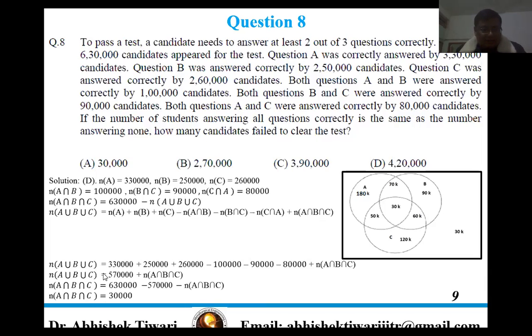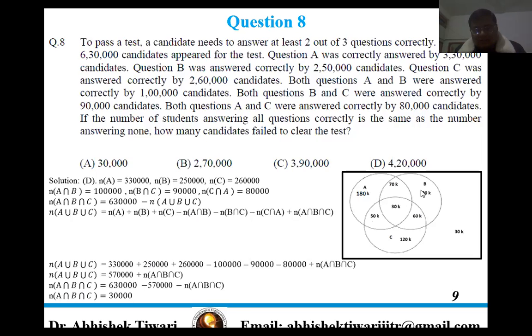By putting the values, we get this, and then n(A union B union C) will be equal to 5,70,000 plus n(A intersection B intersection C). On solving this equation, n(A union B union C) will be equal to 6,30,000, we have put this value here. So 6,30,000 minus 5,70,000 gives n(A intersection B intersection C). On solving this, we get n(A intersection B intersection C) to be 30,000. So n(A intersection B intersection C) is 30,000, and we calculate the relevant values from this.